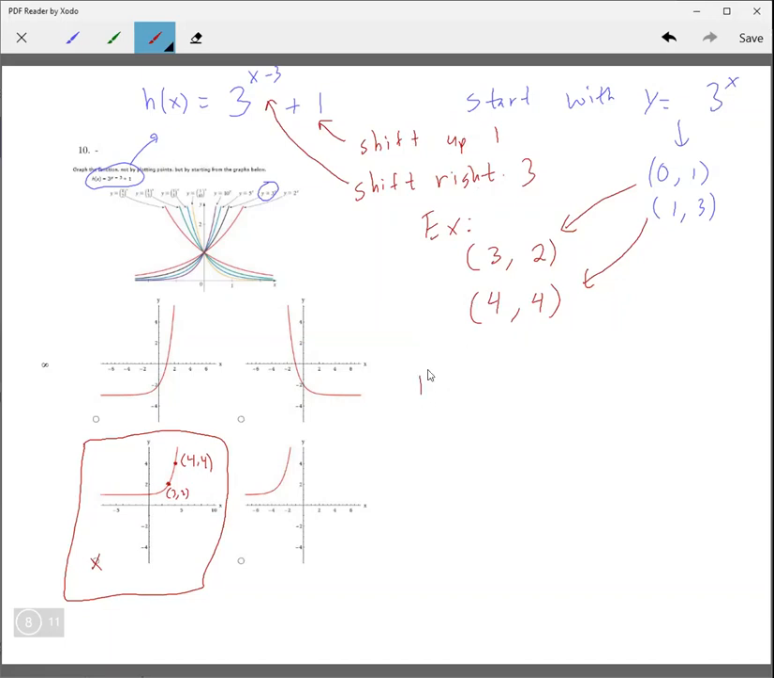Okay, so it's also asking for the domain and the range. So the domain will be from negative infinity to infinity, and the range will be from 1 to infinity. And then the horizontal asymptote is, again, y equals 1, because you shifted up 1.